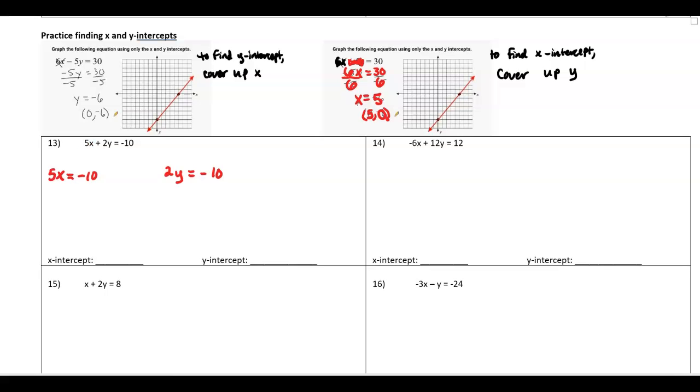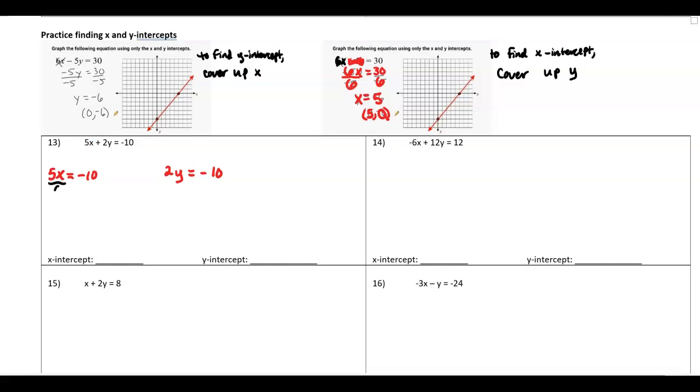All right, so we will solve now for x by dividing both sides by 5. So our x-intercept is x is equal to negative 2. Remember, it's negative 2, 0. X comes first. In our y-intercept, we divide by 2. We get y equals negative 5. So that is 0, negative 5, because it's always x, y, x, y. Y values always come second.